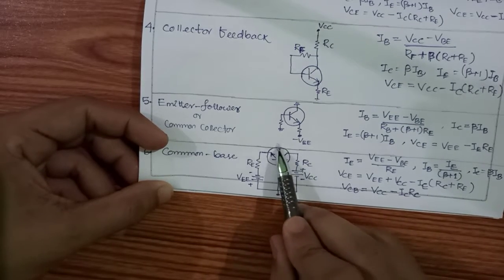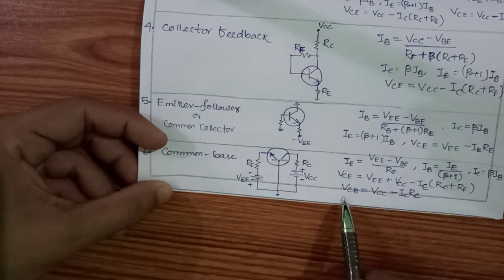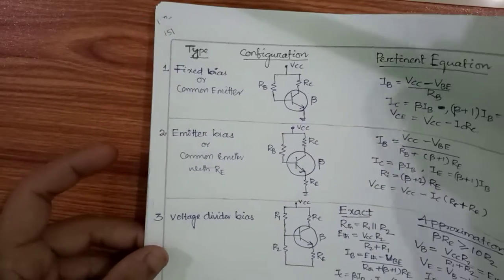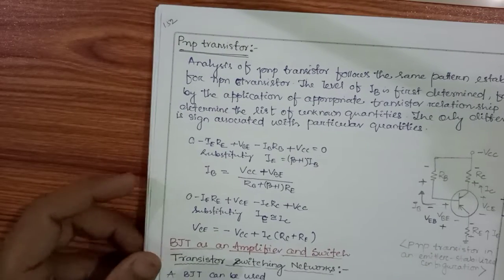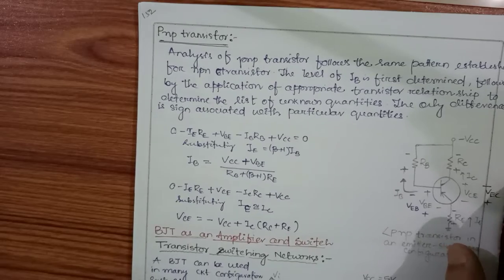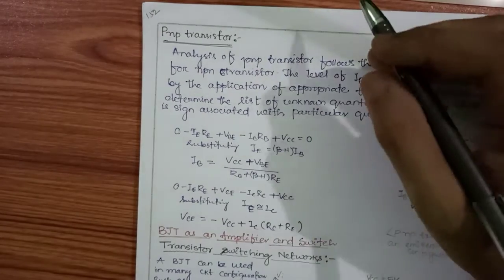From there I will get my VCE. Okay, so this is all about the 6 types of configuration that we read. Now let's see how this DC configuration can be applied to a PNP transistor, similar to what we read before. In PNP, what are the changes?